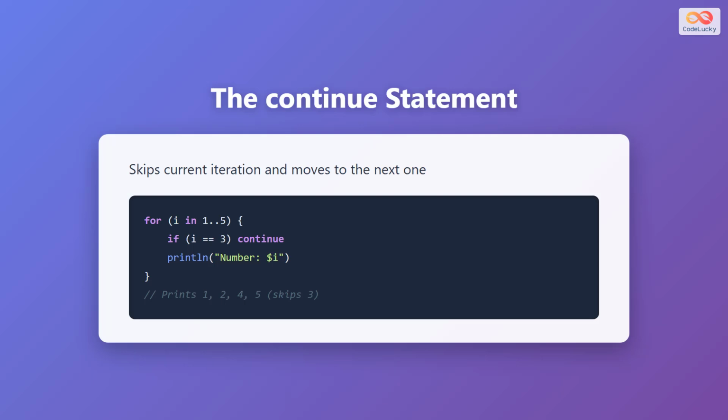The continue statement works differently. Instead of exiting the loop, it skips the current iteration and moves directly to the next one. In this example, we loop from 1 to 5. When i equals 3, the continue statement is triggered. This skips the print statement for 3 and moves to the next iteration. So the output is 1, 2, 4, and 5, with 3 being skipped.